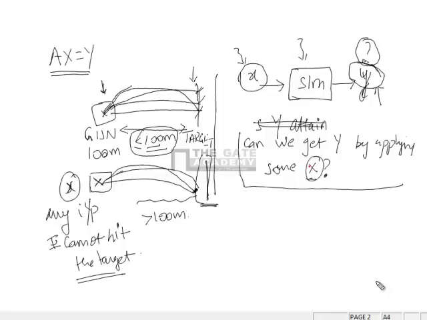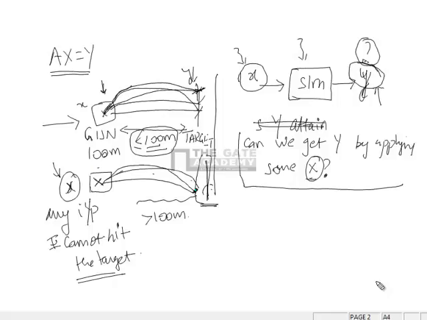It might be like case 1 where you can apply x. For example, this is the target you want to hit. I apply this shooting angle. At the gun, the bullet goes and hits here. So there exists an x which will get me that y. Whereas in this case, no x exists with the given system which will take me to the y.